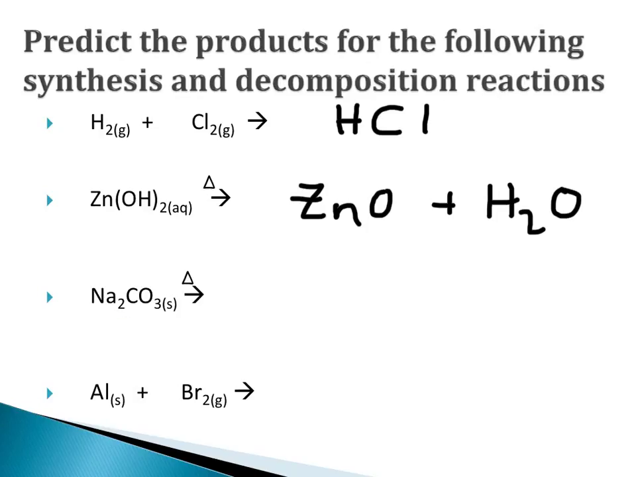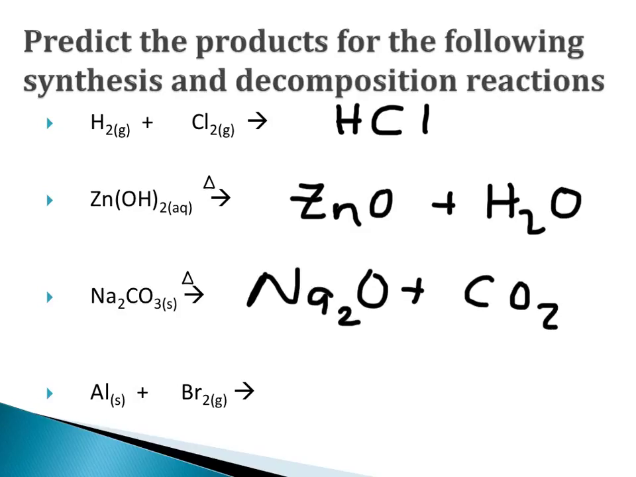Again, here I know that this third reaction will be a decomposition reaction, and since I have a carbonate, I know that one of the products that will be produced is carbon dioxide, and the other product is sodium oxide. Conveniently enough, this reaction is balanced in this 1-to-1 ratio. We have the 2 sodiums, the 1, 2, 3 oxygens, and the 1 carbon.